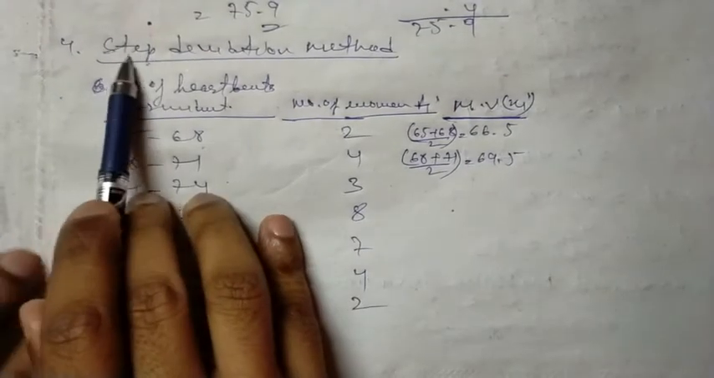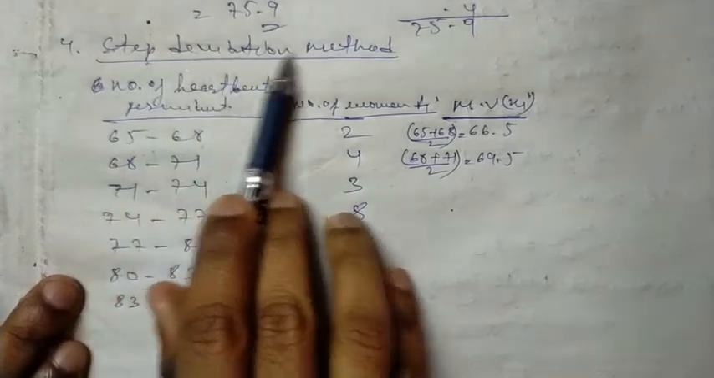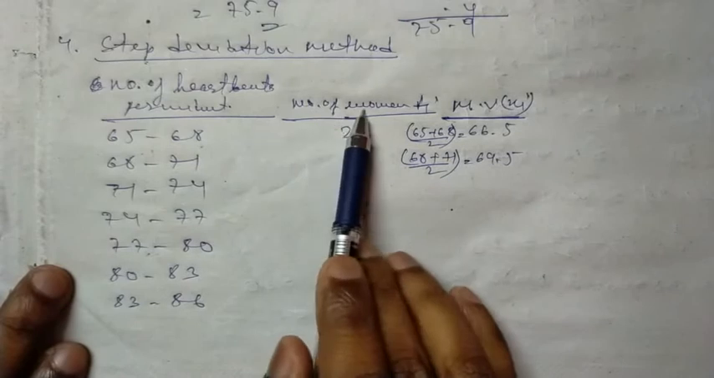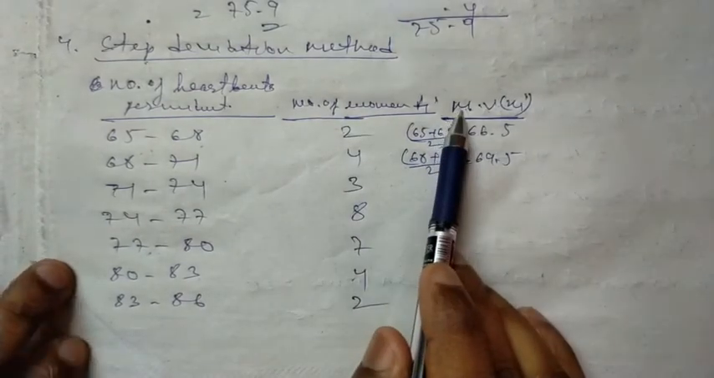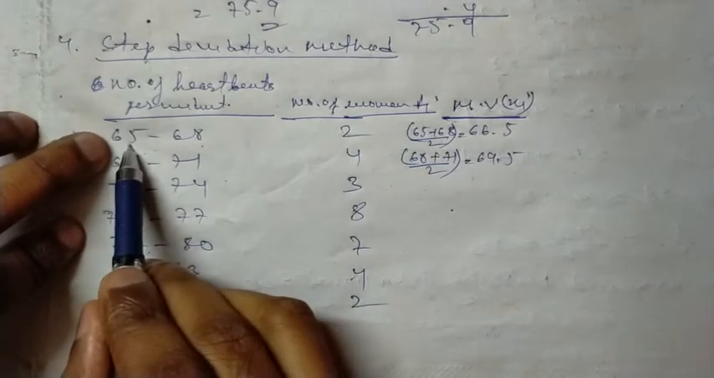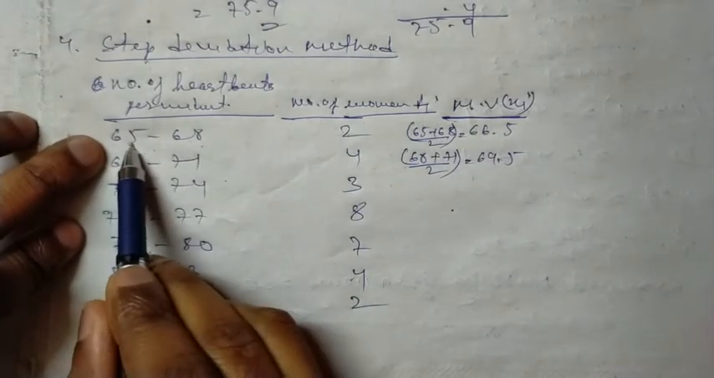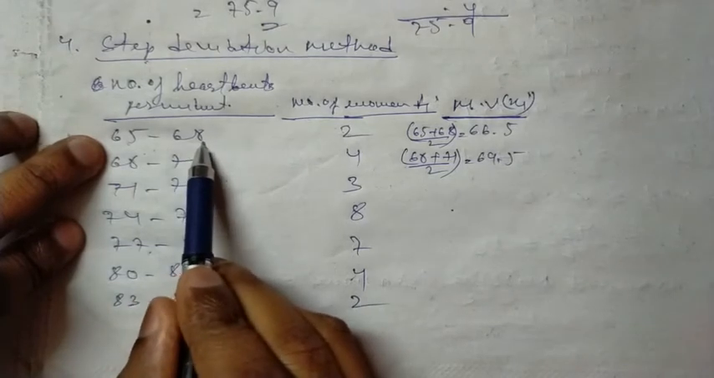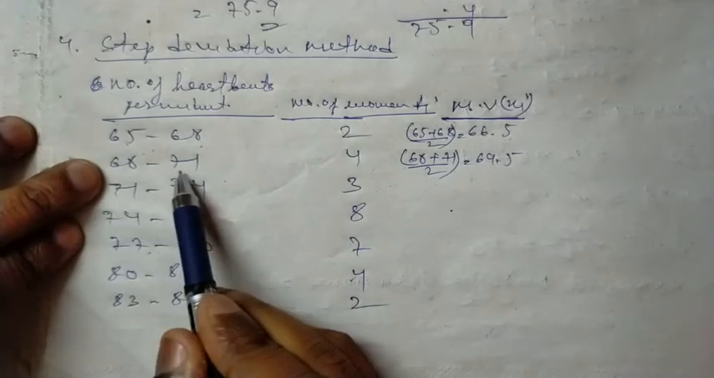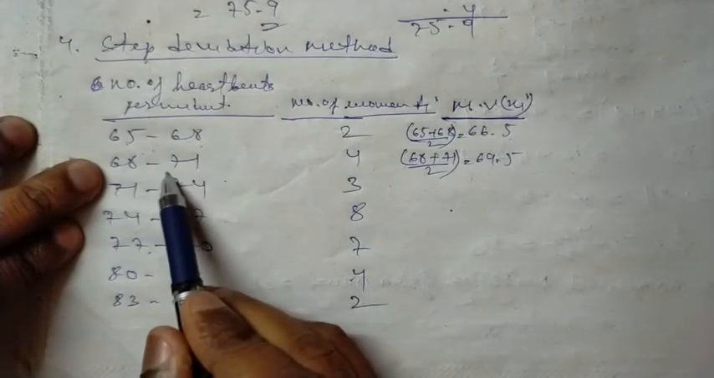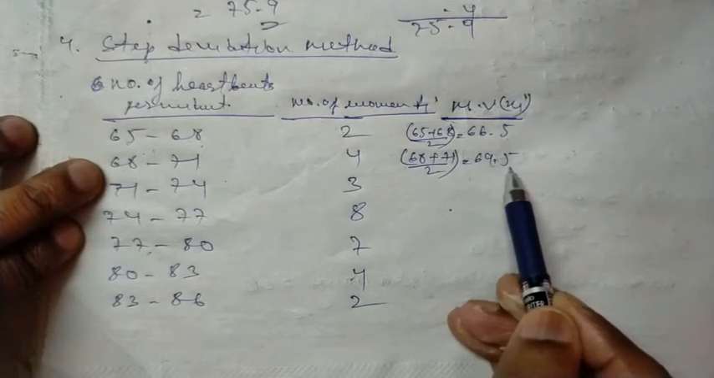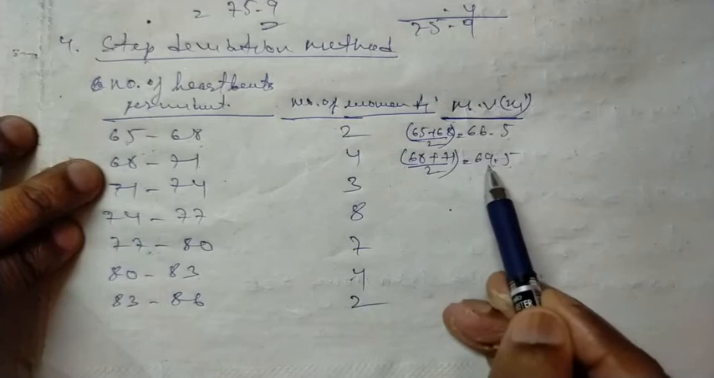Now the same question with the step deviation method. We have the number of heartbeats, the number of persons, and we have to find the mid value. As you know, how can we find the mid value? This is our lower limit, this is our upper limit. 65 plus 68 divided by 2, we will get 66.5. Again, 68 plus 71 divided by 2 will get 69.5. If you calculate, you will get the value.